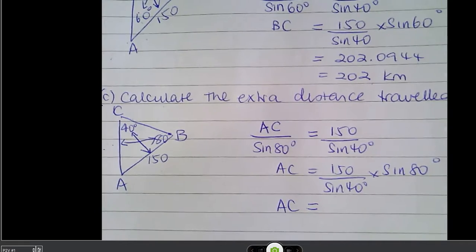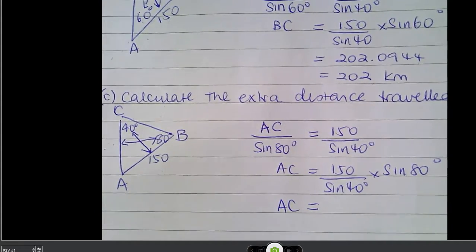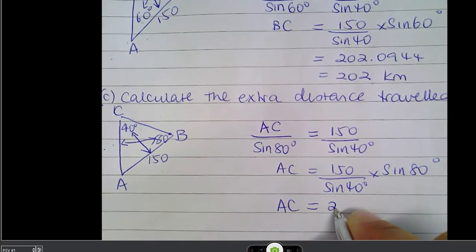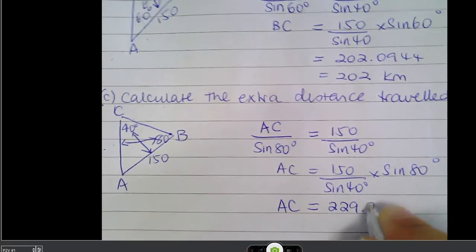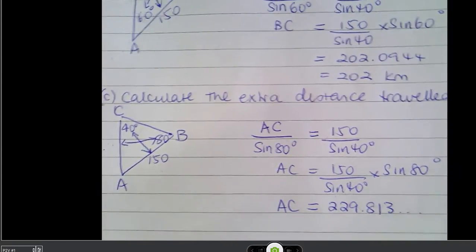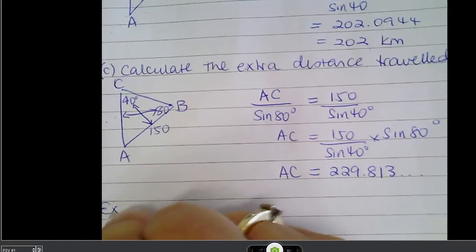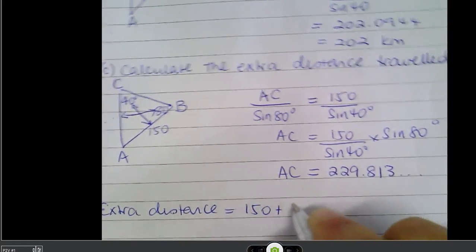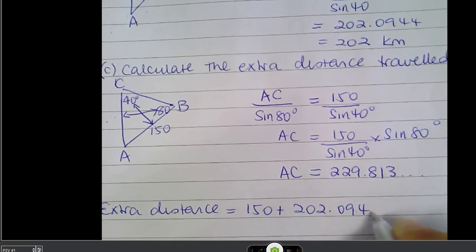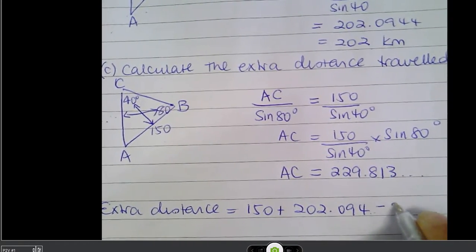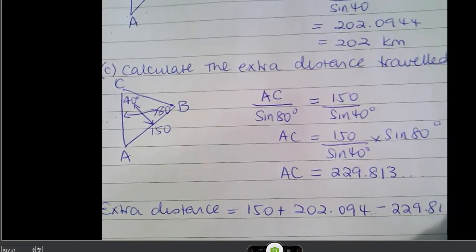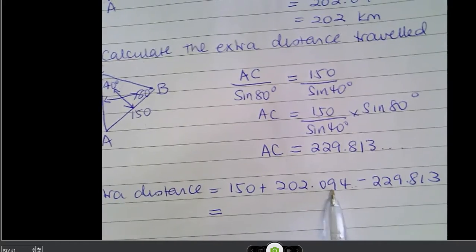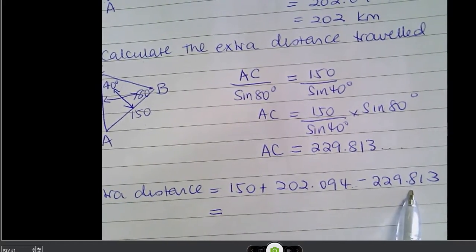yeah, what does it work out to be? 200 and? I'm just going to keep it at the moment. So therefore the extra distance travelled is going to be 150 plus, I'm just going to go the 202.094, etc., minus 229.813 in case we do get any rounding errors. So use at least a couple of decimal places there and here as well.